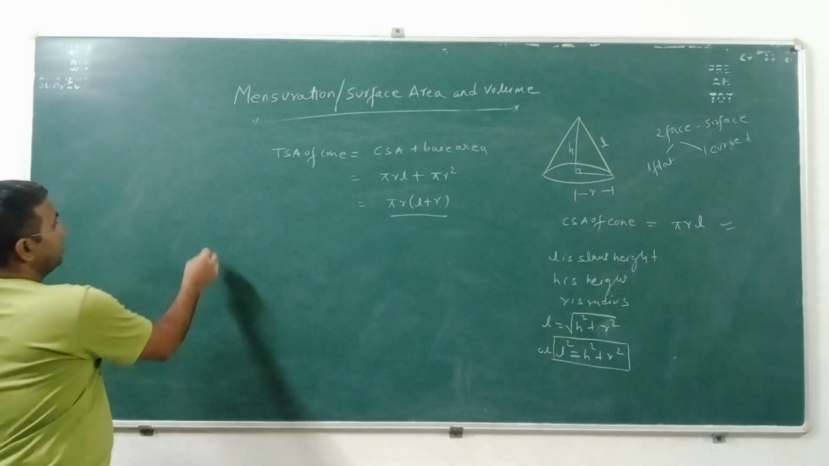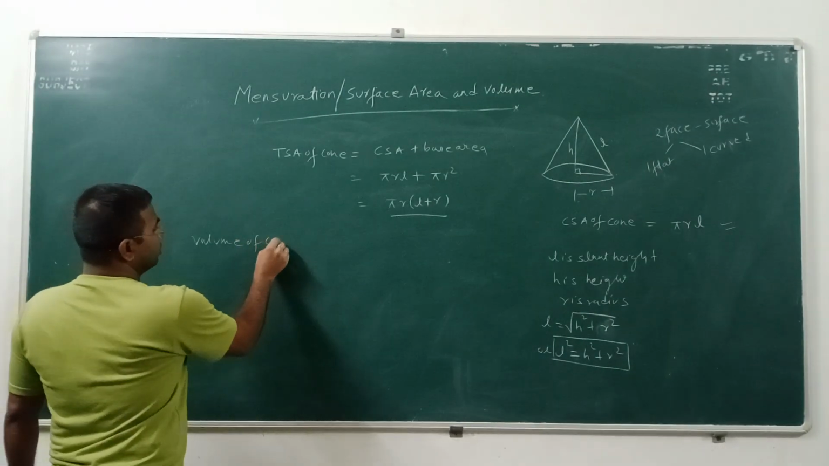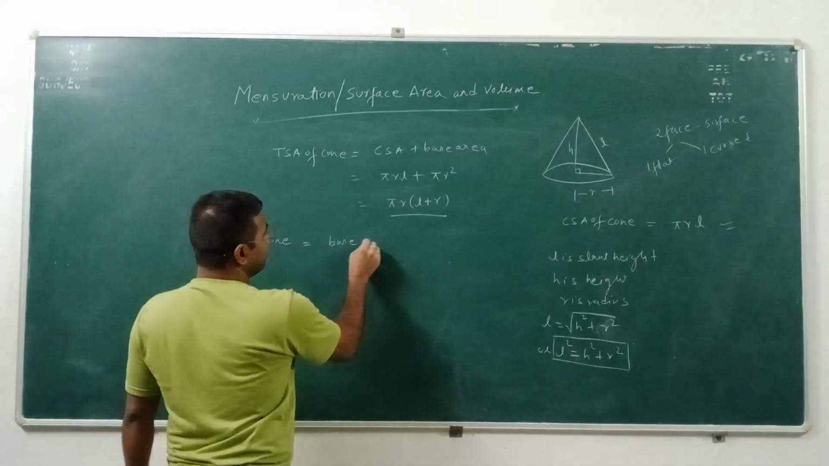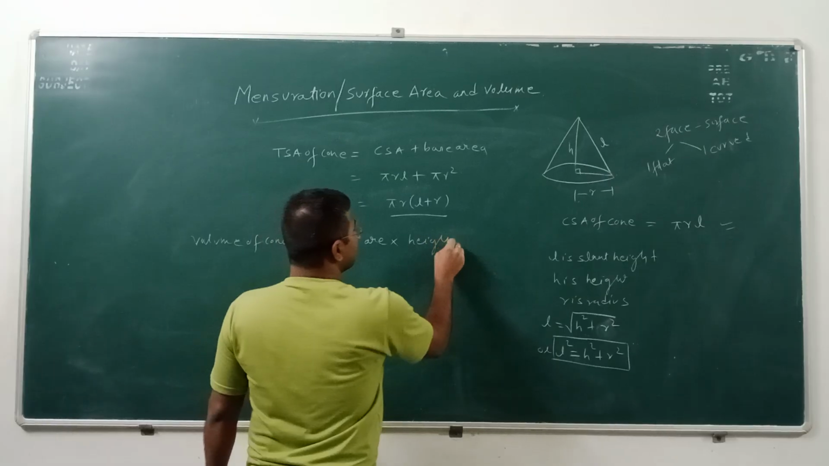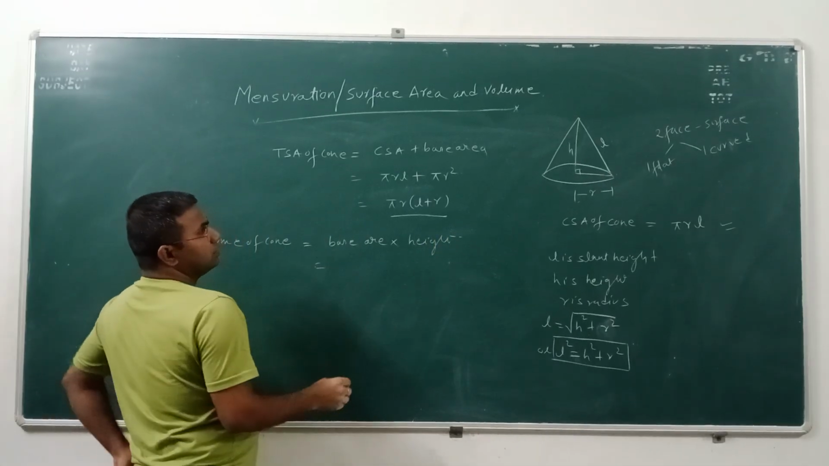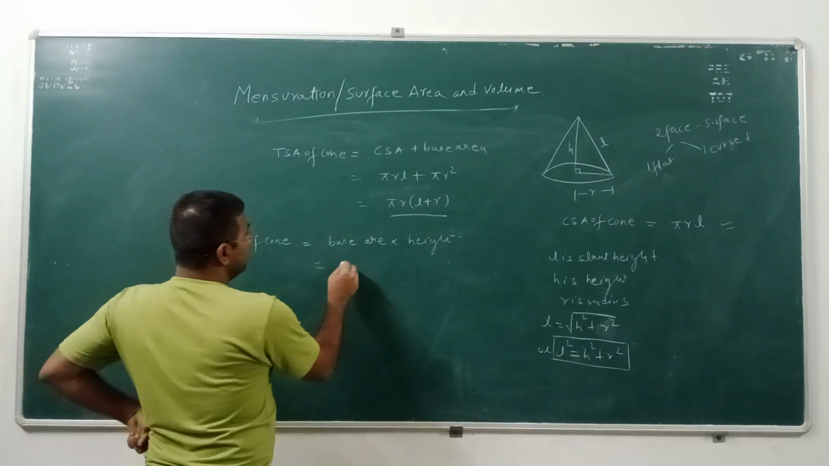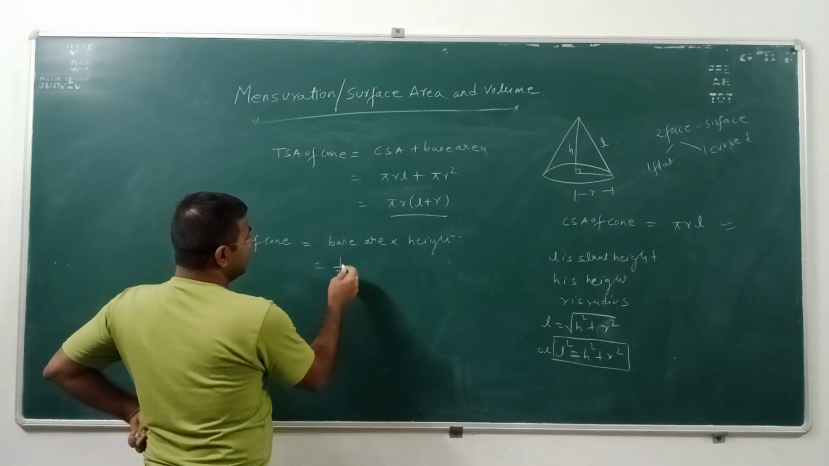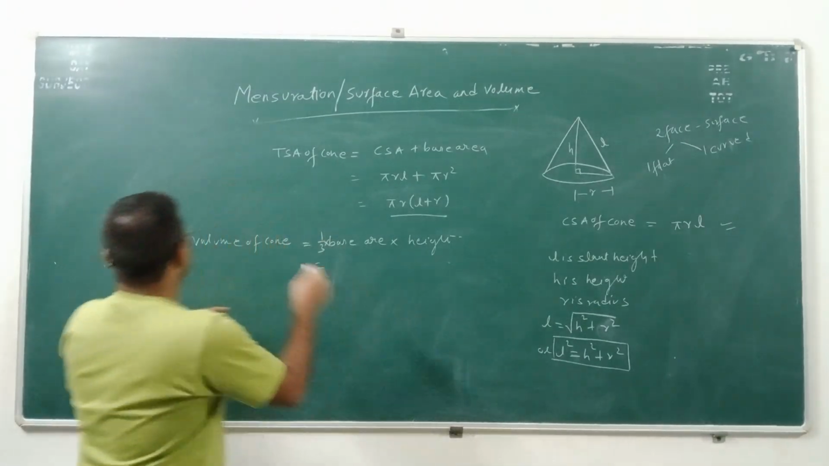Okay. Now we talk about volume. Volume of cone is written as base area into height. Okay. Here for cone it can be written as 1 upon 3. Okay. Why 1 upon 3?